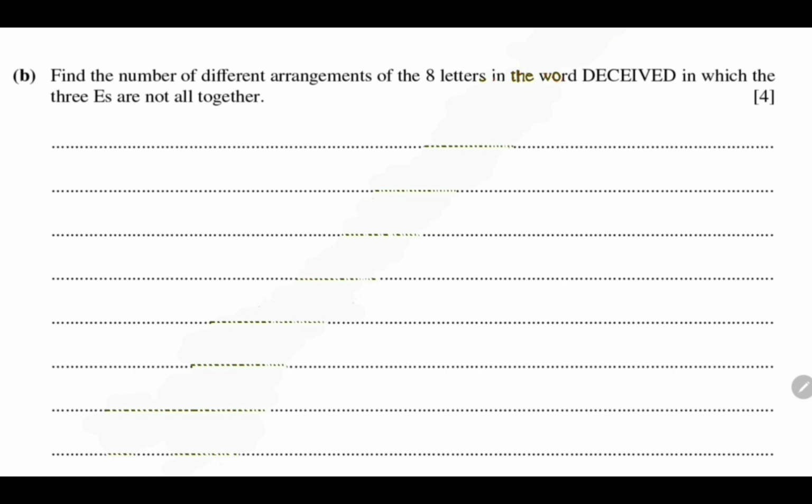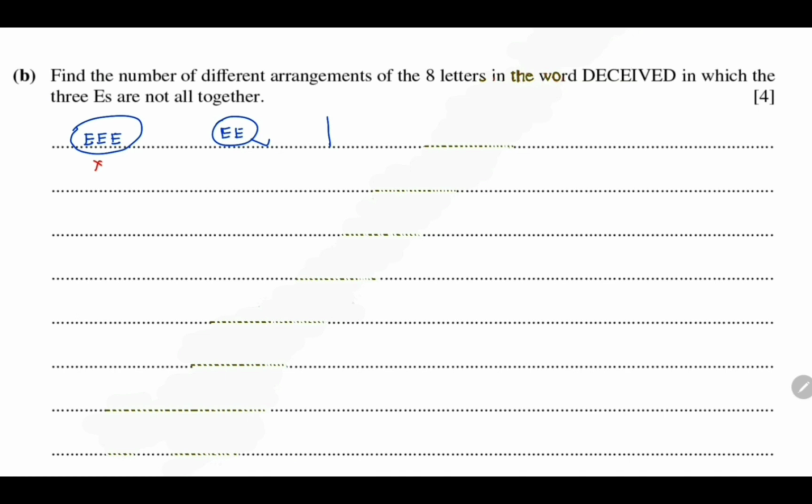See, in this part we have to find the number of different arrangements of the 8 letters in the word deceived in which 3 E's are not all together. So it is not that 3 E's are not all together, which means 2 E's can be together, but 3 E's are not together. This question simply means that 2 E's can be together.